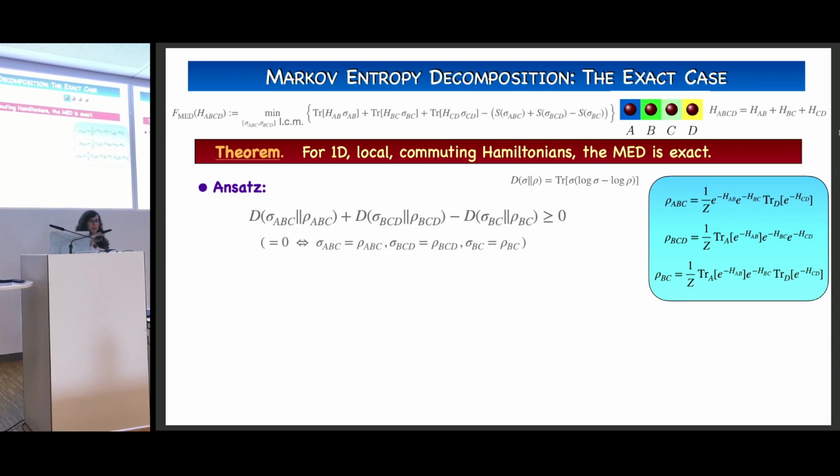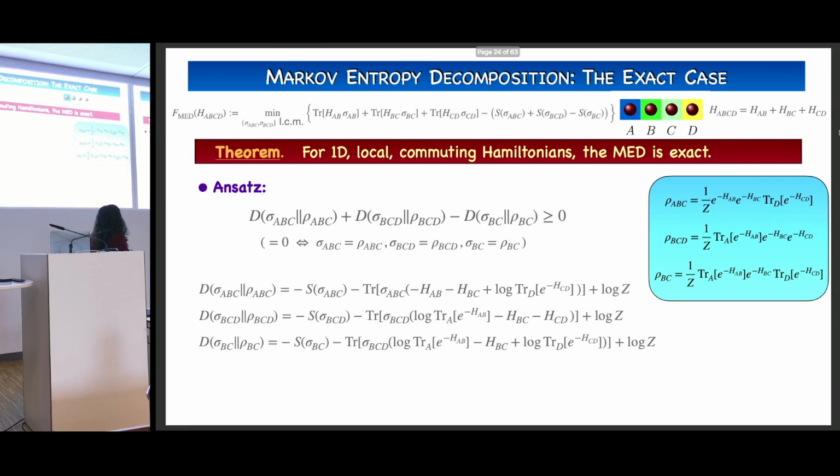So all the terms that appear in all these relative entropies actually coincide. This is very easy to prove. Okay, so we are going to now use this ansatz with the marginals that we have here for the Gibbs state. And what we obtain is the following.